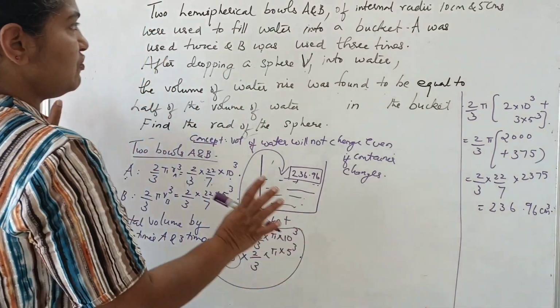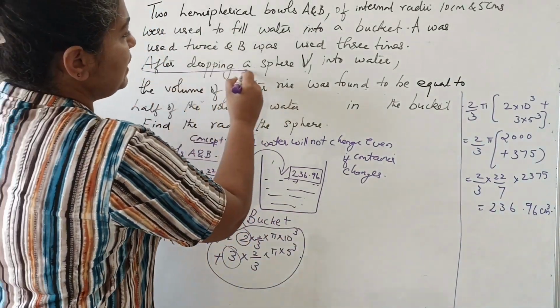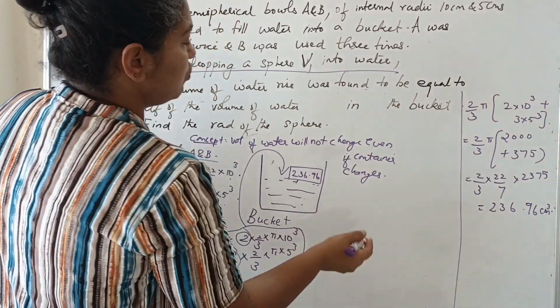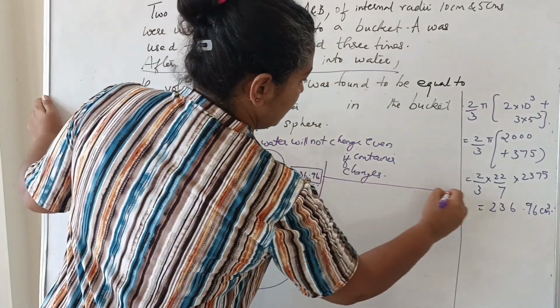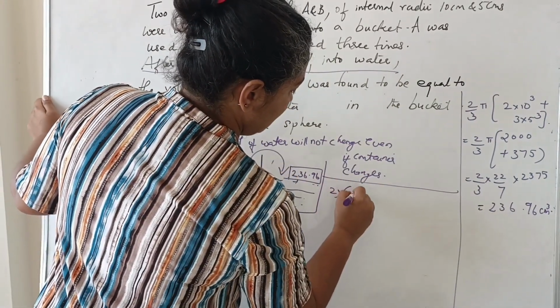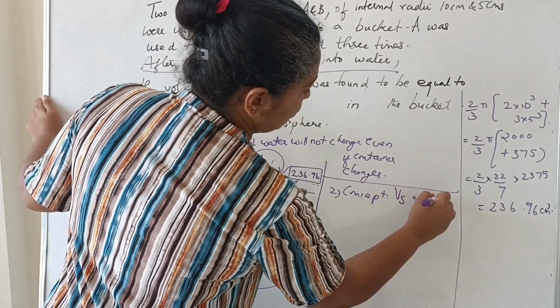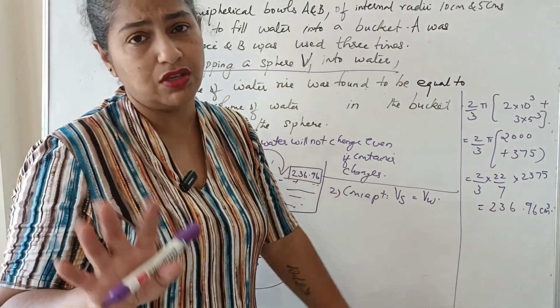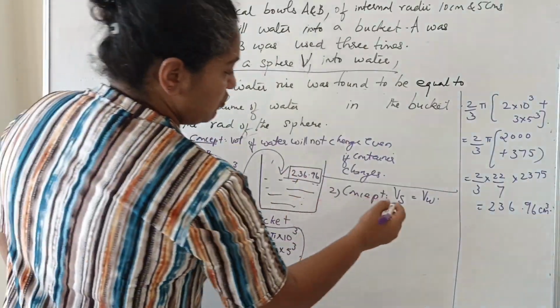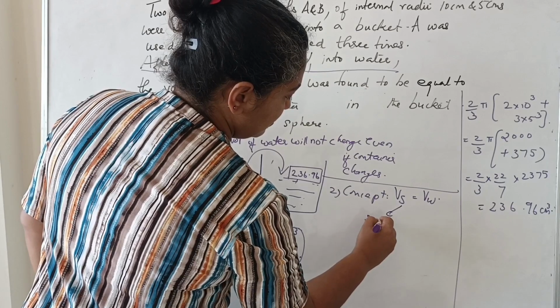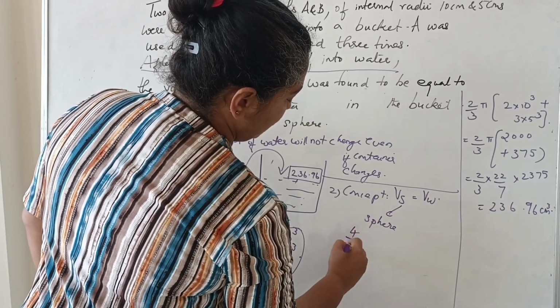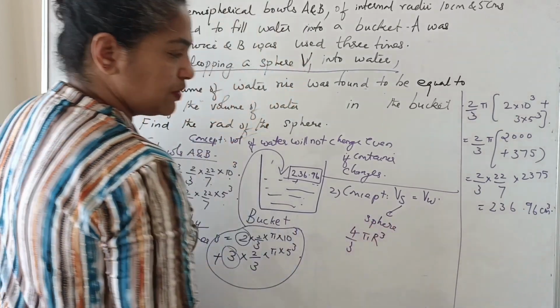Now the second part. The first part is over. After dropping a sphere V1 into water, what is my second concept? So my second concept is volume of the solid dropped is equal to volume of the water displaced. I am not writing the whole thing. Okay, you already know. What is the volume of the solid dropped? The solid is a sphere. So my volume is 4 by 3 pi r cube.